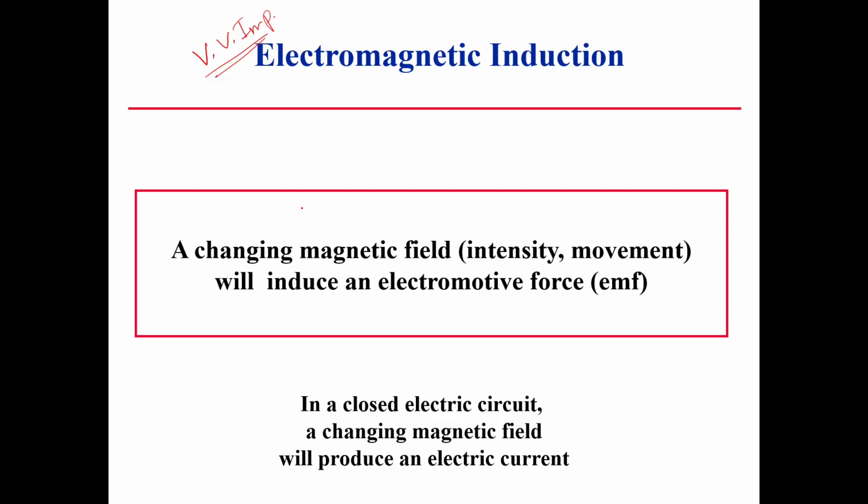First, a changing magnetic field intensity movement will induce an electromotive force. This is what we mean by electromagnetic induction. What? Changing magnetic field. Suppose in a closed electric circuit, a changing magnetic field will produce an electric current. So how does it work? Let me make a very nice diagram for you.